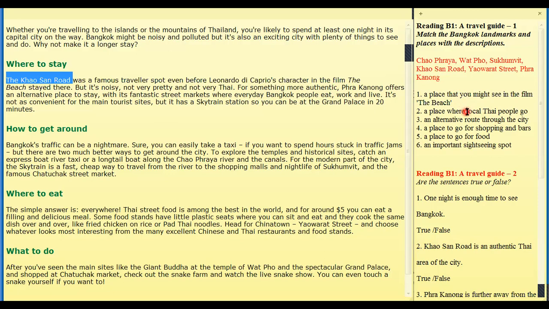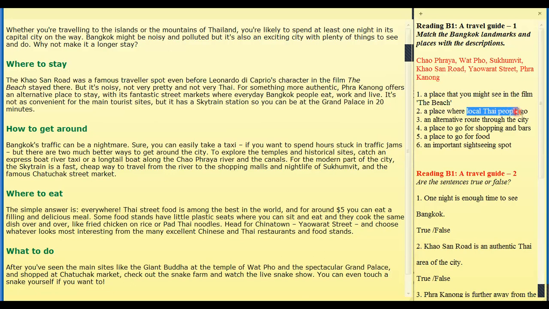Okay, so question 2. A place where local Thai people go. So what is the keyword? Yes, the keyword is local Thai people. You have to highlight it. Local Thai people. So you think about local Thai people.